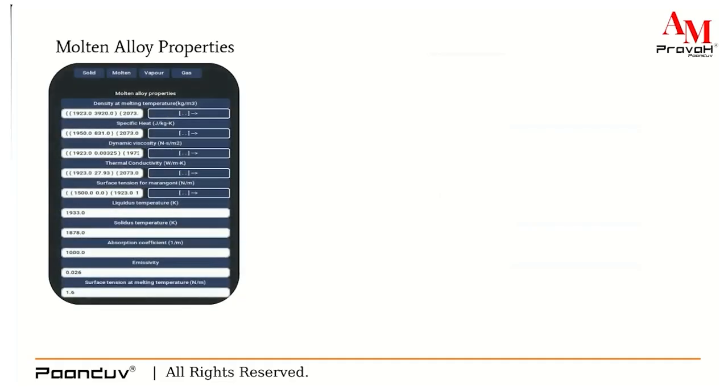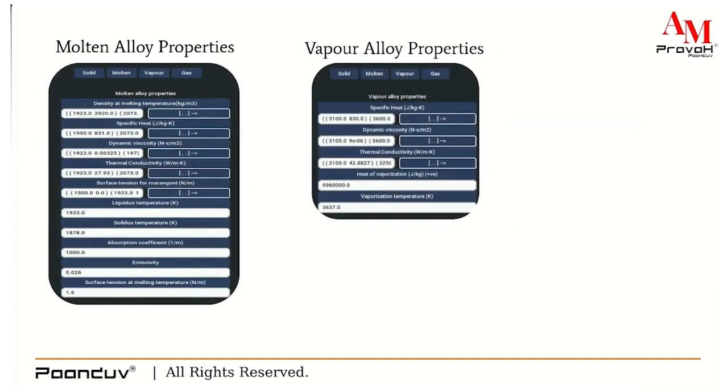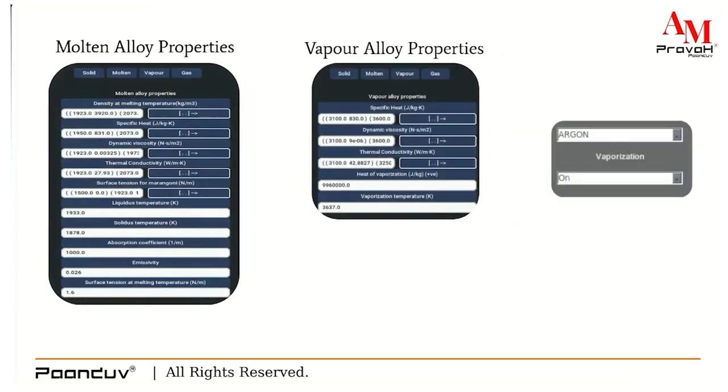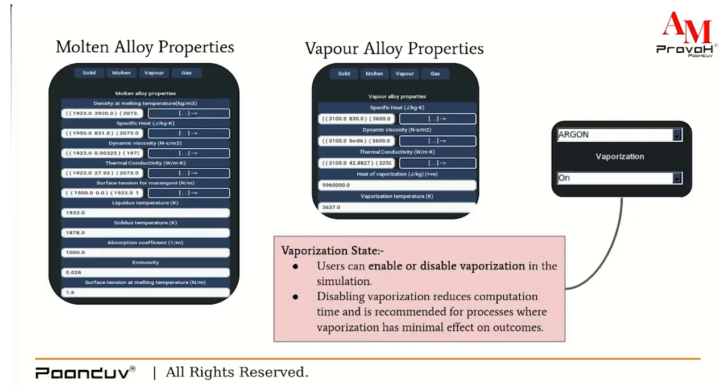And in a similar way, we can give the molten alloy properties, as you can see, and the vapor alloy properties. We also have an option to enable or disable vaporization in the simulation. Disabling vaporization reduces the computation time, and it's recommended for processes where vaporization has minimal effect on outcomes. So there is this option also.